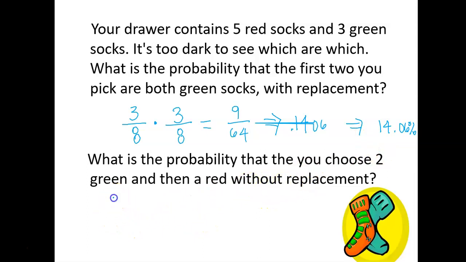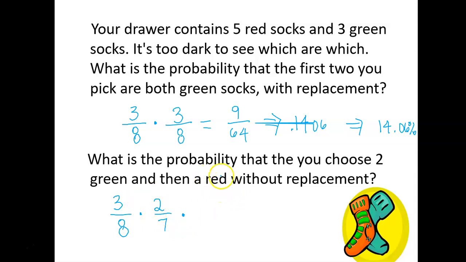What is the probability that you choose 2 green and then a red without replacement? So on the first draw, the probability of getting green would be 3 out of 8. But I take that green sock and I set it aside, so it doesn't go back in. So getting a green again, now there's only 2 green left in the drawer, and there's only 7 socks in the drawer. So 3 out of 8 times 2 out of 7 for the second draw.